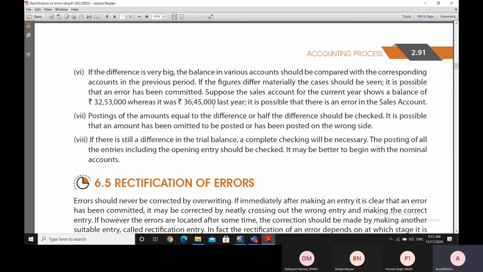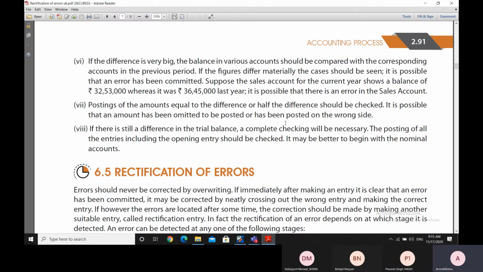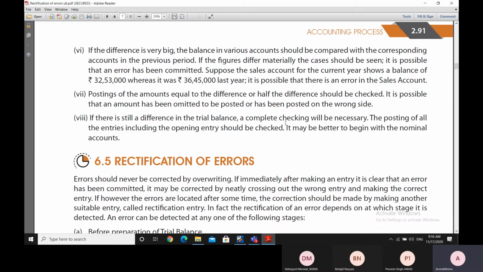Now, after doing all these steps also, if still there is a difference in the trial balance, a complete 100% checking of every entry may become necessary. Now, opening entry must also be checked very correctly, and it may be better to begin with the nominal accounts and then move to the personal accounts later on.